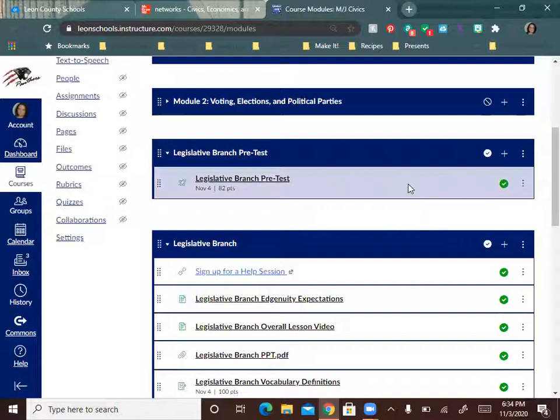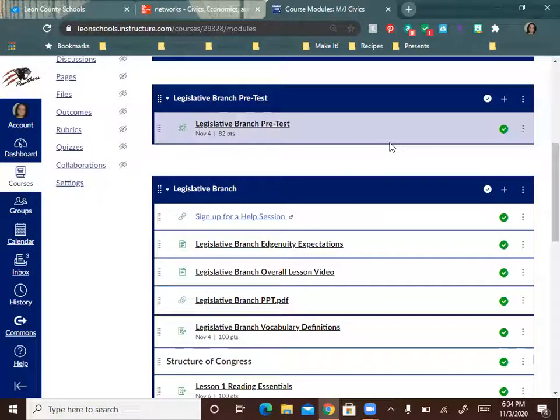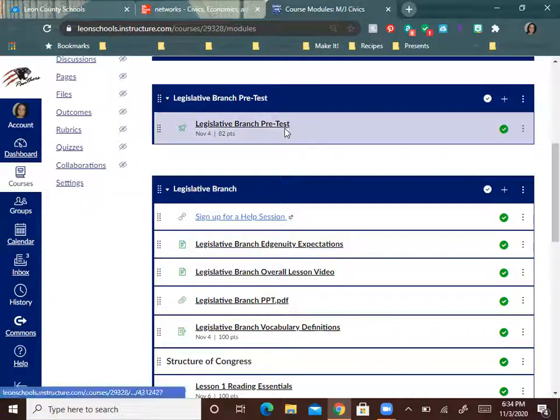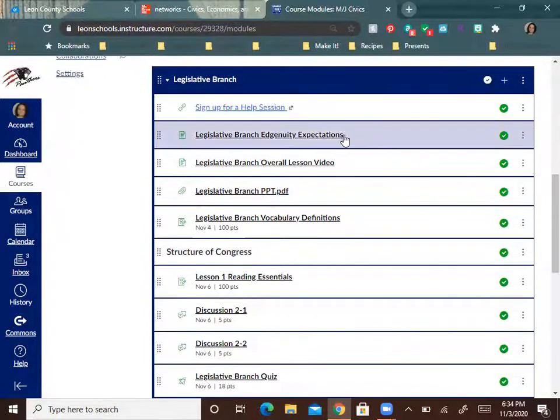So the first thing that you'll see is the legislative branch pretest. That's one of the things that you're going to be completing today. Remember, it's a pretest, so you're not supposed to know any of the answers. So don't freak out if you don't know anything. The next thing is the Edgenuity expectations.